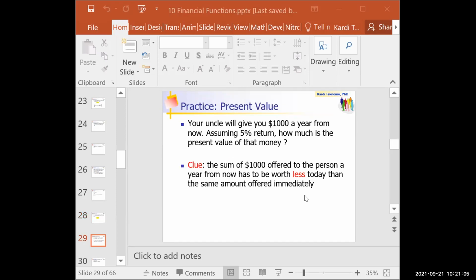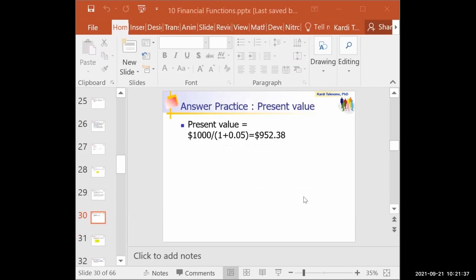When is that happening? Say your uncle gives you 1,000 a year from now, promise, assuming 5% return, how much is the present value? The present value must be worth less today than the same amount offered immediately. So the sum of 1,000 offered to a person a year from now should be worth less today than the same amount offered immediately. Put it there, and you will see that the value is 952. So worth less today.